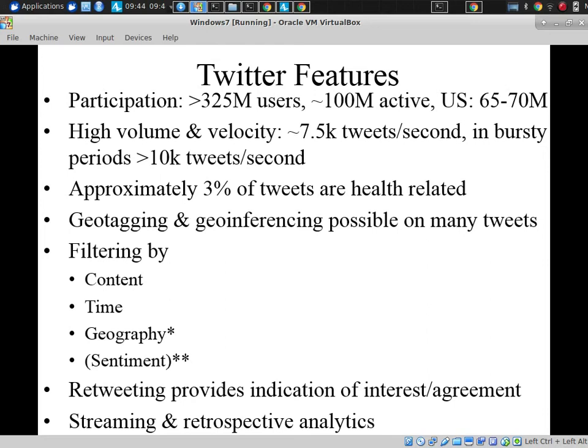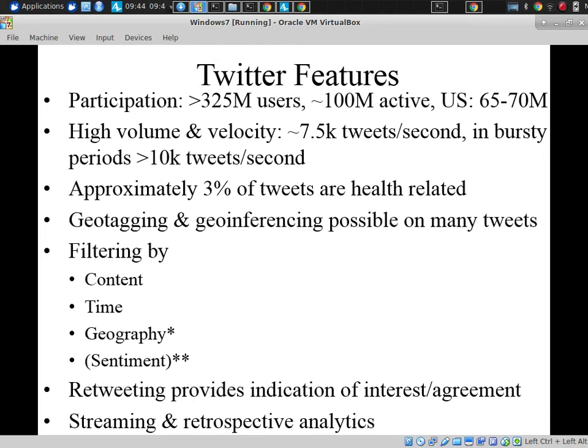Geotagging and geoinferencing, and I use that second term cautiously, but I could explain what I mean if there were interest, is possible on many tweets. And what this means is that you can figure out for a large fraction of tweets where they're coming from, to the level of city, province, etc. About 2 to 5% of tweets, I think it's grown some, are explicitly geotagged, meaning they have a GPS tag. And so you can have very precise locationing associated with the tweet.